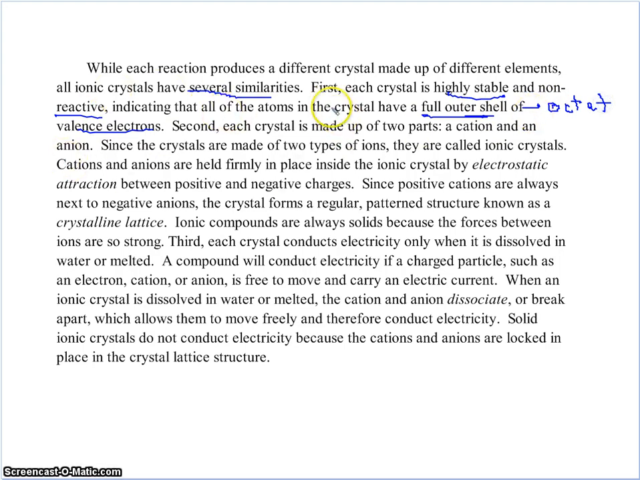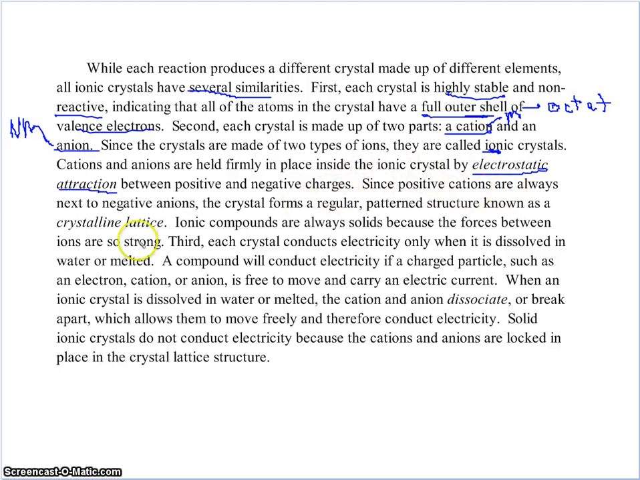Second, each crystal is made up of two parts, a cation and an anion. Remember, the cation is the metal, and the anion is the nonmetal, usually. Since the crystals are made of two types of ions, they're called ionic crystals. So you got the ion part. Cations and anions are held firmly in place inside the ionic crystal by electrostatic attraction. See how it's italicized? That's probably a vocab word I should know. Between positive and negative charges.